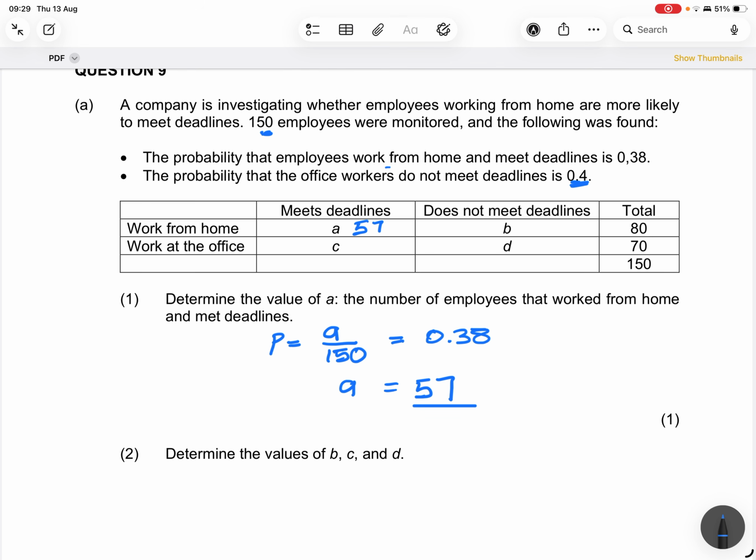They say determine the values of B, C, and D. So they said to us the probability that the office workers do not meet deadlines. Which means we are looking at D, right? They said that is 0.4.